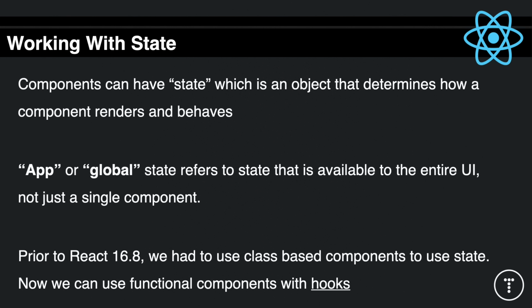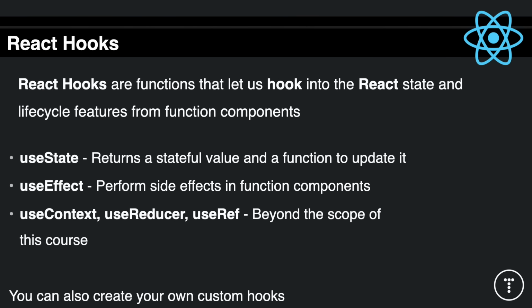Now, prior to React version 16.8, we had to use class components if we wanted to hold state. So function components were actually called dumb components because they couldn't hold state. However, in version 16.8, React introduced something called hooks, which allow us to use state and other lifecycle functions within function components. And that's what we'll be focusing on in this crash course. Specifically the useState hook, which allows us to return a stateful value along with a function to update it.